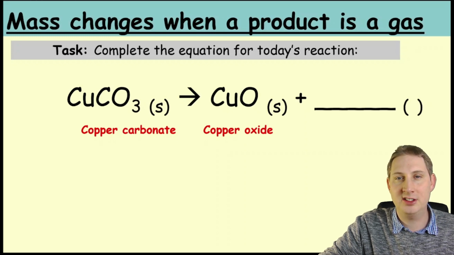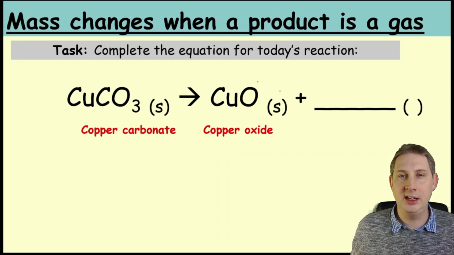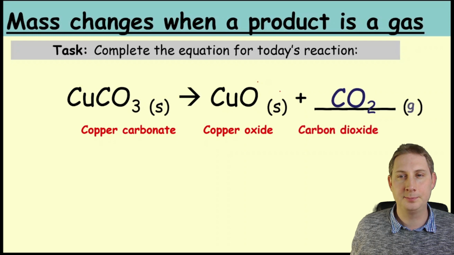Today we're going to look at mass changes when the product is a gas. Remember, last time we looked at mass changes when the reactant was a gas, but this is the opposite idea. So what is the equation for today's reaction? Well, you saw this as substance X. When you heat green copper carbonate, you end up with black copper oxide and one other product. What is that other product? Hopefully you know it's carbon dioxide, and that's a gas.